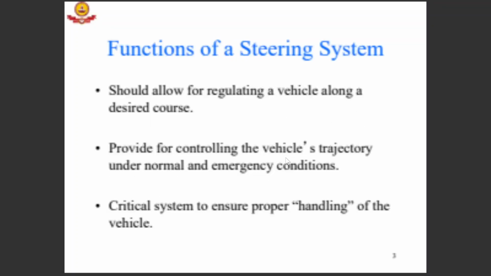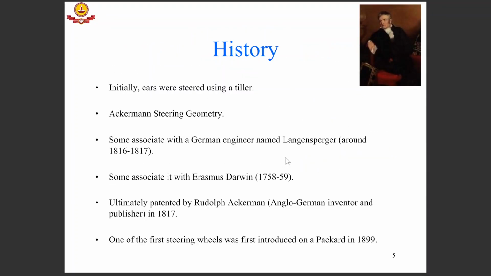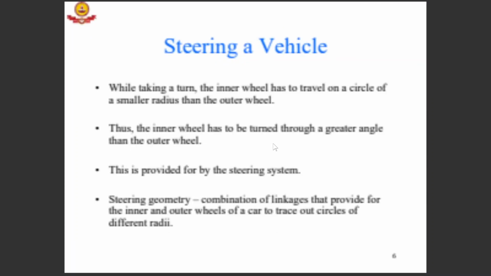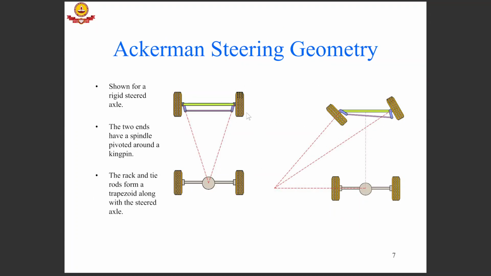However, these kind of axles were not suitable for high speed. So what ended up happening is something like Ackermann steering geometry came up.